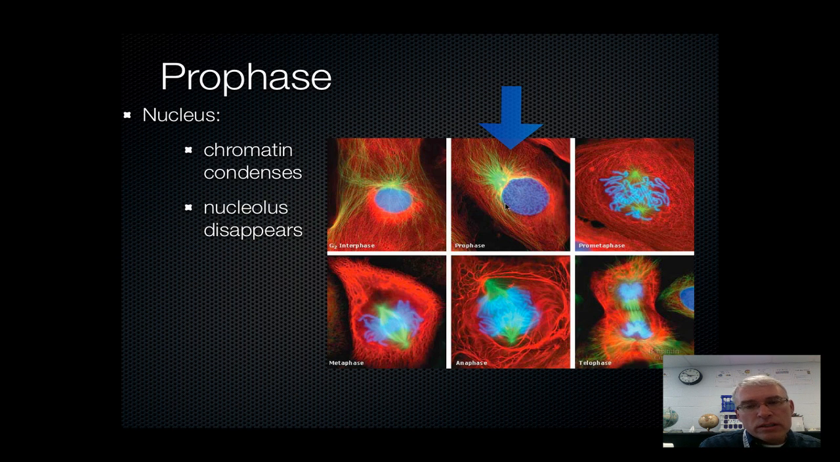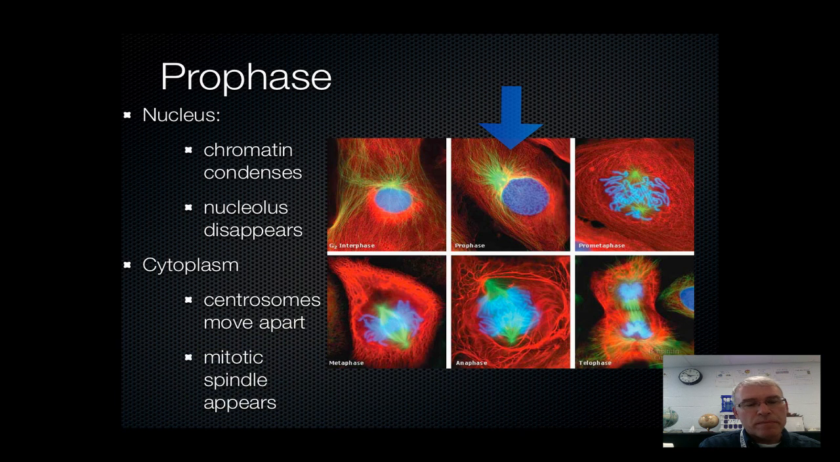Okay, now the nucleolus is also disappearing. Remember, the nucleolus is the location in the nucleus where ribosomes are being produced. That all gets taken apart. It dissolves. And now in the cytoplasm, the centrosomes are starting to move apart, move away from each other. So you can actually see two centrosome centers here that look like little yellow dots, and they're starting to move away from each other. And the mitotic spindle is starting to develop between the two centrosomes.